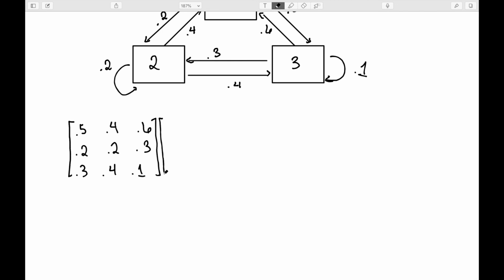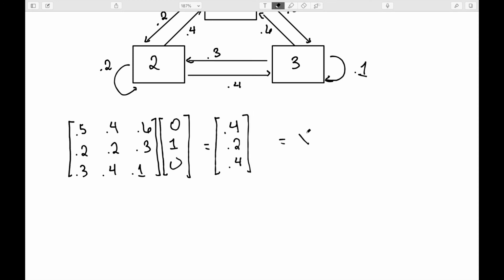And if I multiply by my initial vector, my 0, 1, 0, I get the vector 0.4, 0.2, 0.4. So this is x1. So after one time unit, or 1 month, we know that there is a 40% chance he's in Reserve 1, 20% chance he's in Reserve 2, 40% chance he's in Reserve 3.